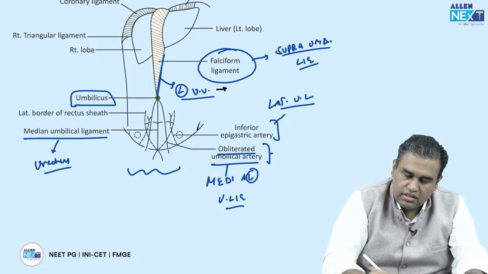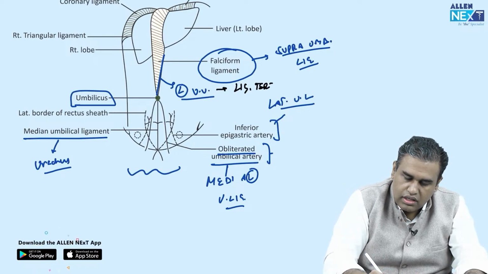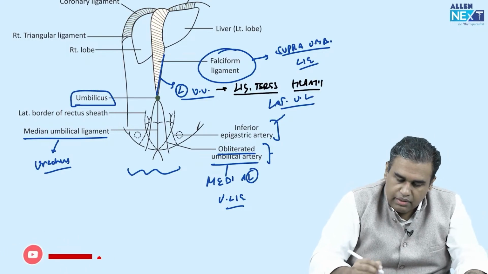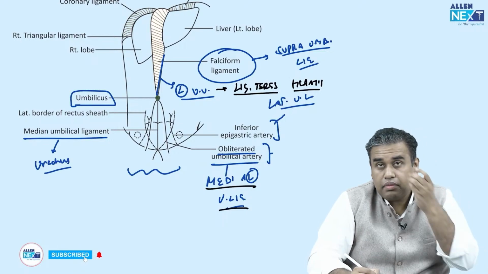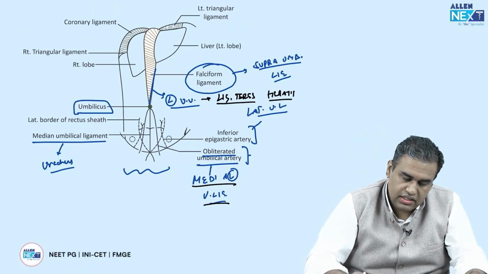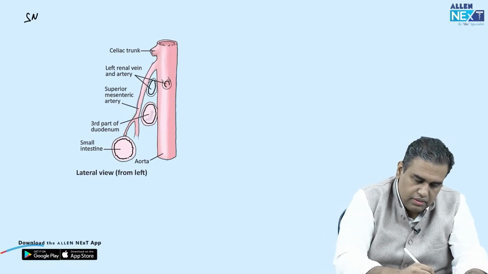आफ्टर बर्थ क्या बन गई? This forms the ligamentum teres, ligamentum teres hepatis. तो अम्बिलिकल वेन ये बन गई. अम्बिलिकल आर्टरी क्या बनी? मीडियल अम्बिलिकल लिगामेंट. रिवाइज कीजिए, हाई टॉपिक. ठीक है. नेक्स्ट इमेज देखते हैं. SMA सिंड्रोम, सुपीरियर मेसेंटरिक आर्टरी सिंड्रोम.